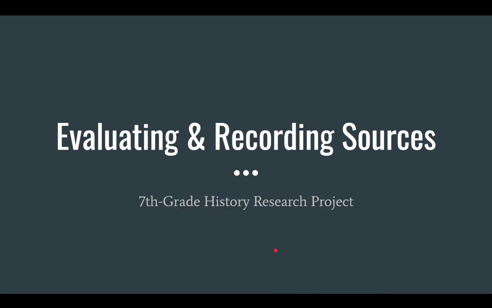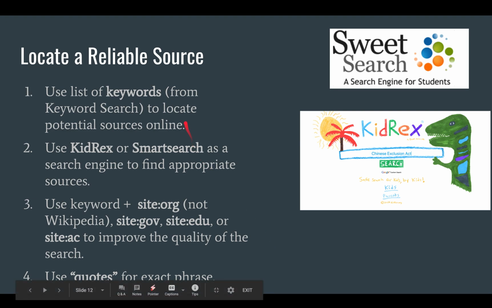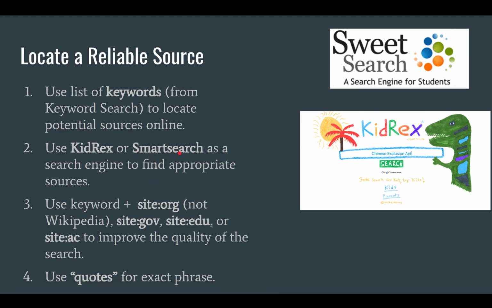So evaluating and recording sources. This is just a reminder for your keyword search. Use these 2 search engines. I think that should say Sweet Search, not Smart Search. And then use keywords like site:org or site:gov to find those org and gov sites. I do see a lot of people using .com sites, and keep in mind those are commercial. We'll talk about that in a sec. Or site:edu is an education site. They're just more reliable sites.